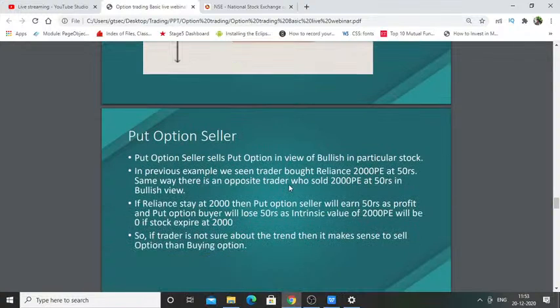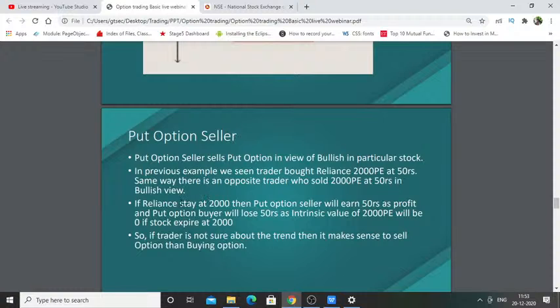Same way, the put option seller. The put option seller's view on the particular stock is bullish. If he is bullish on the stock, then instead of buying a call option, he may also choose to sell a put option. In the previous example we have seen the trader bought a 2000 put option at 50 rupees. In the same way, there is an opposite trader who will be selling a 2000 put option at 50 rupees in a bullish view.